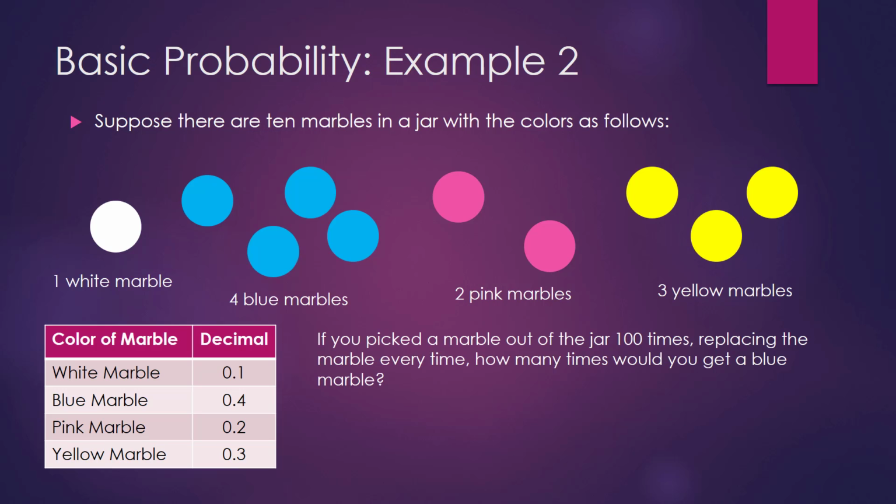If you picked a marble out of the jar 100 times, replacing the marble every time, how many times would you expect to get a blue marble? Pause the video, write down your answer, and then unpause it to see if you are correct.